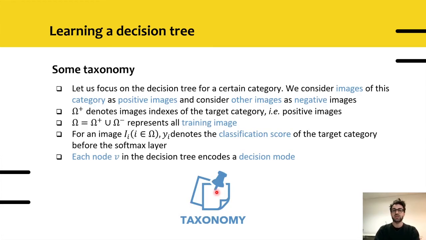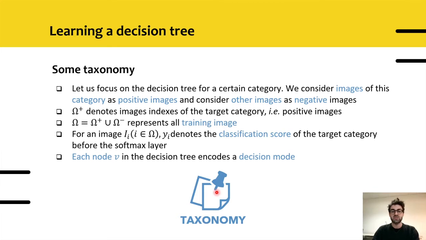So some taxonomy. We focus on a certain category, as we said. The images belonging to this category are the positive images, and the other ones are the negative images. Omega plus denotes the indexes of the positive images, and Omega is the whole training image set. y_i denotes the classification score for the target category before the softmax layer.